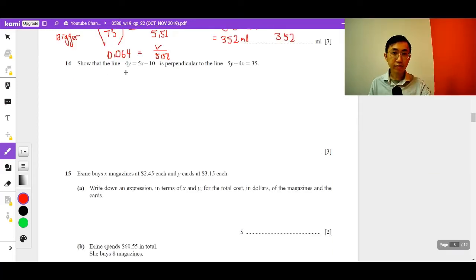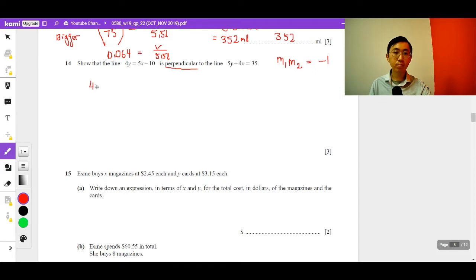Show that the line 4y equals 5x minus 10 is perpendicular to the line 5y plus 4x is 35. So remember, when I see the word perpendicular, you have to remember this formula, right? M1 times M2 will be negative 1. Two lines are said to be perpendicular if their gradients multiplied to be negative 1. Remember this rule, okay? So let's arrange this line equation into y equals mx plus c.